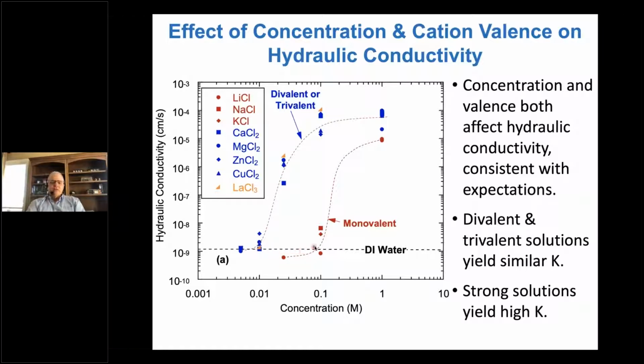As the concentration increases, the hydraulic conductivity will go up and ultimately become quite high if it's concentrated enough. That was the same idea that we showed earlier: if we have concentrated solutions, we will get suppressed swelling regardless of whether they're monovalent or polyvalent, and the hydraulic conductivity will be high. If we switch, for example, from a monovalent solution to a divalent or trivalent solution at intermediate concentrations, the conductivity will be very different because the swelling will be very different.